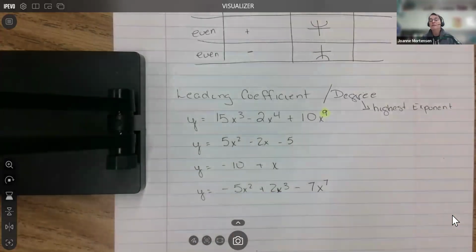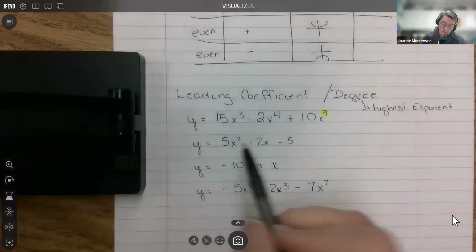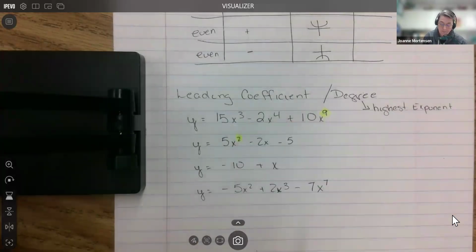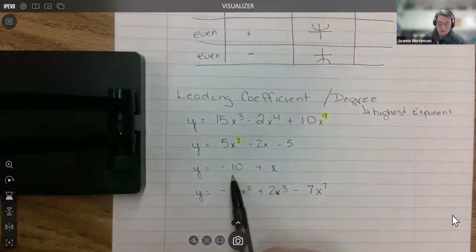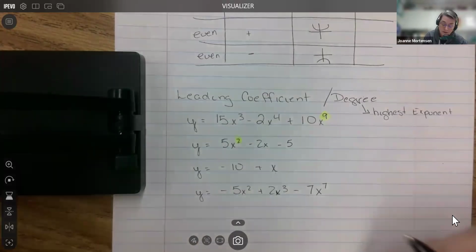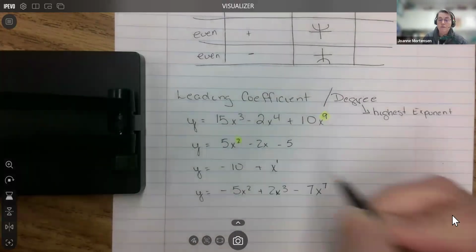My brain's not coming up with new ones pretty fast this morning, but that's all you're doing: looking for the highest exponent. So as I scan through here, oh, look, I only have one exponent. Okay, done. What about this one? If you were in my grade 10 class last year, you should know, or you've been paying attention, there's always an understood one if there is no exponent written.